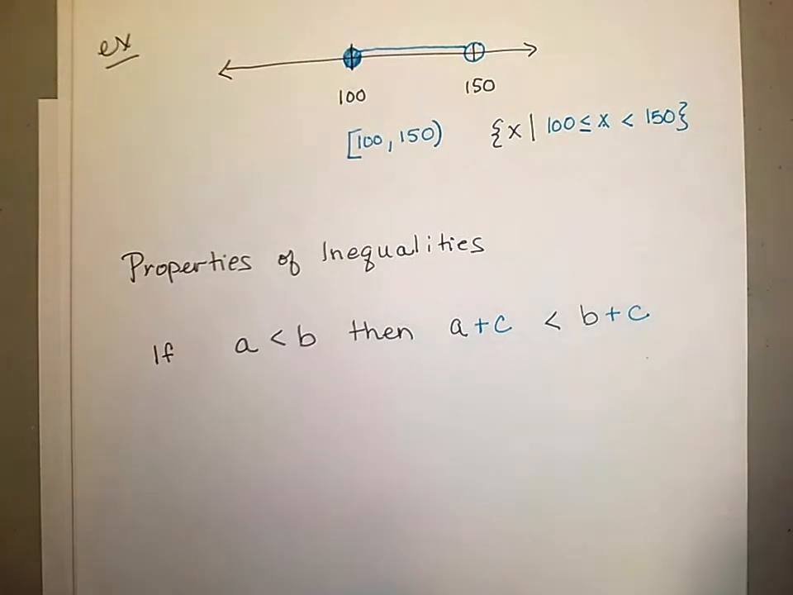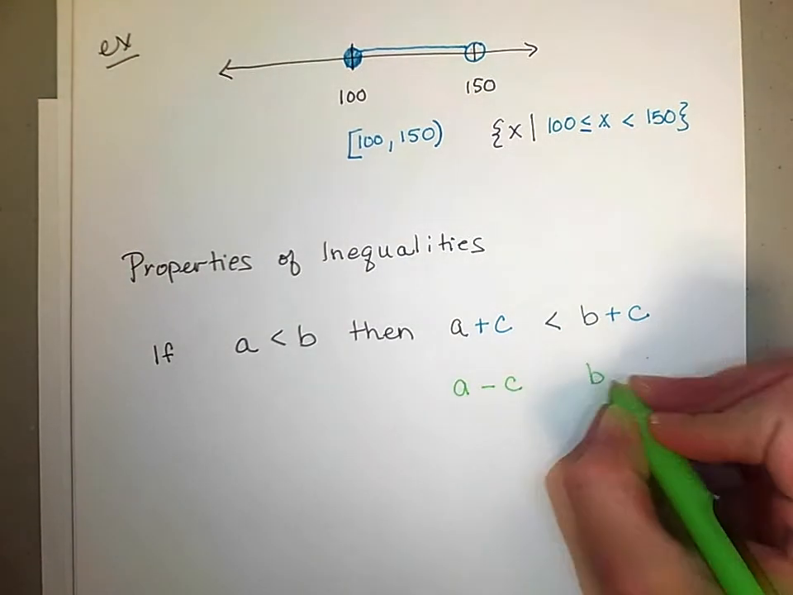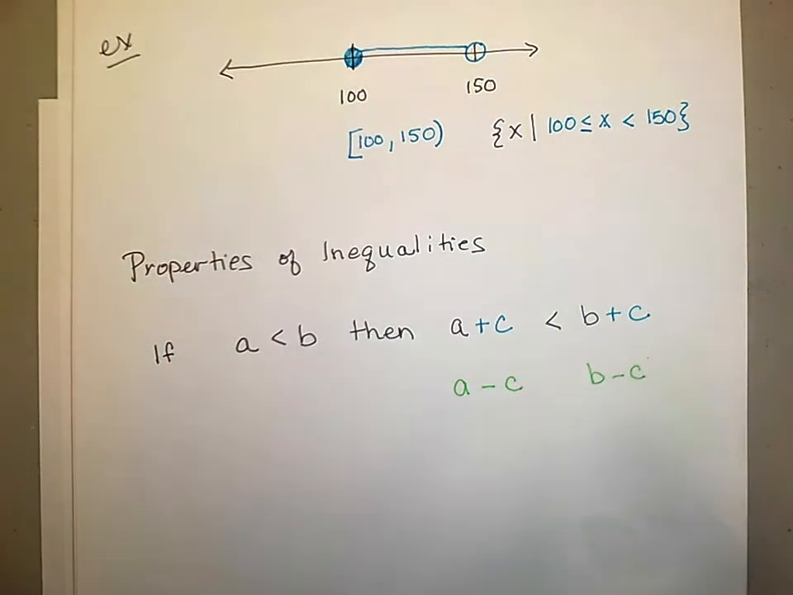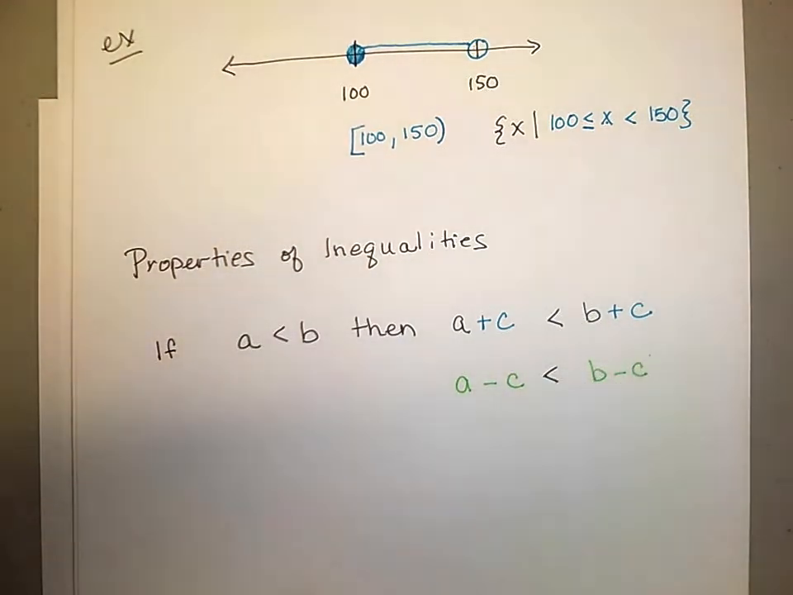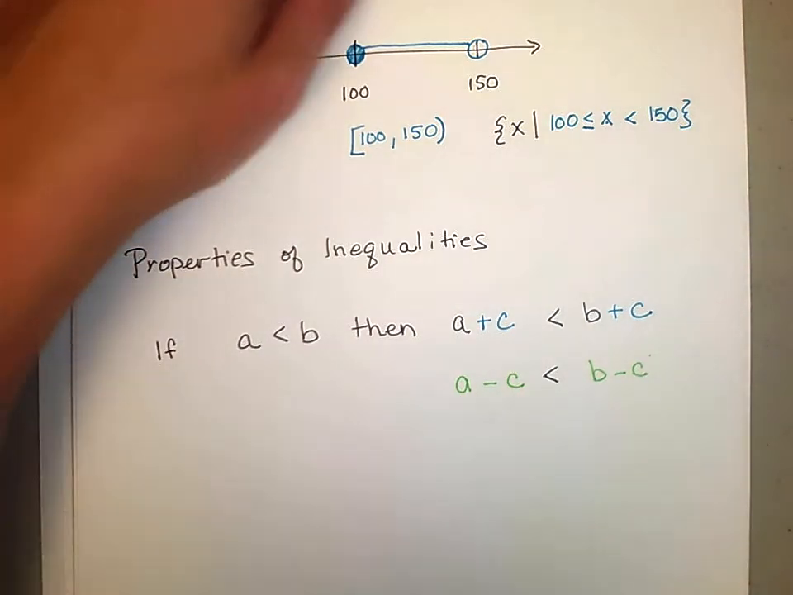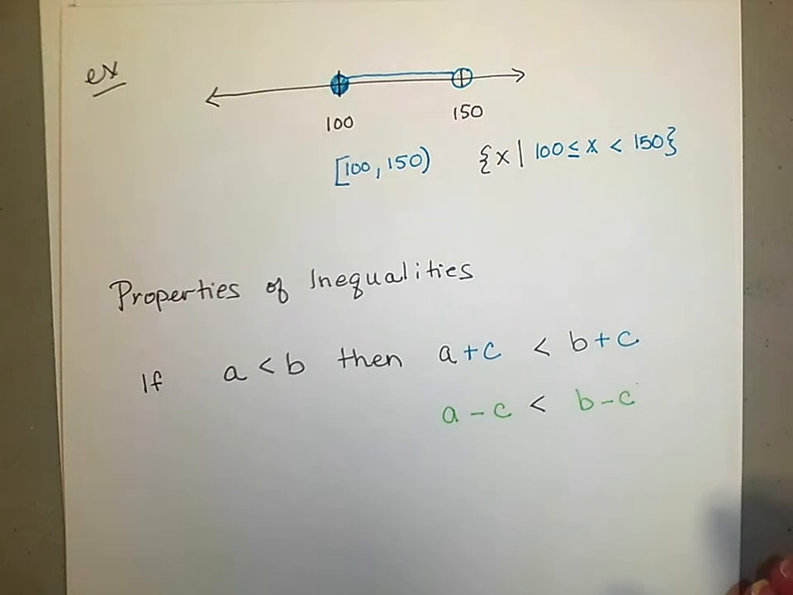Now, if C is negative, you could think about it this way. And it would still be true. Okay? So you can add or subtract the same quantity to both sides of the inequality, and it will stay true. Okay? Let's just do some examples with that.